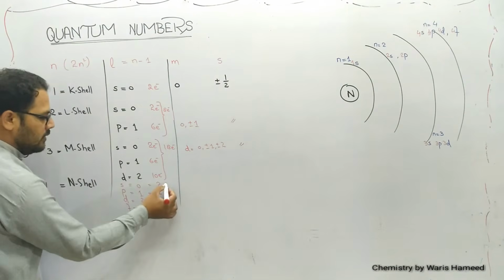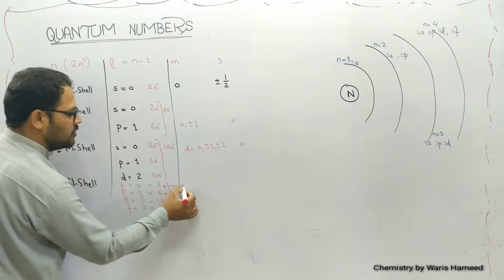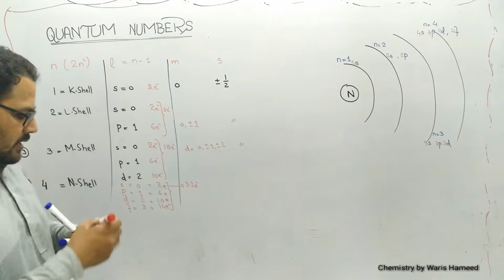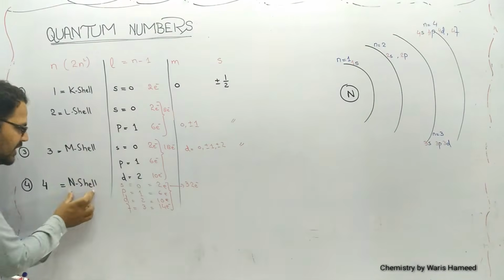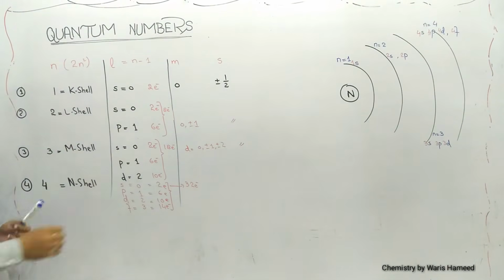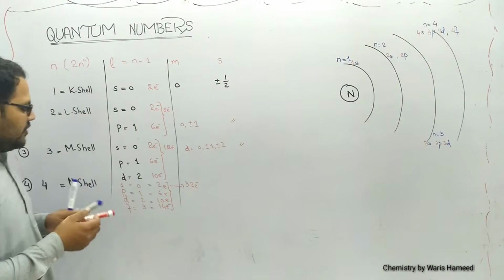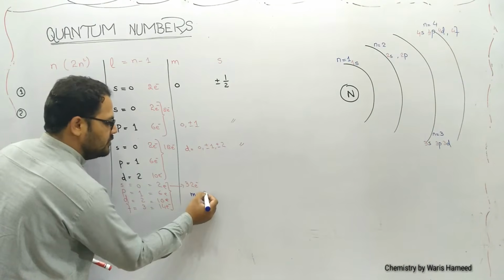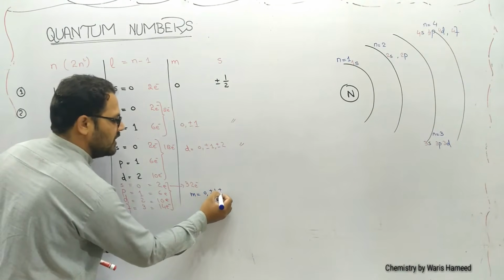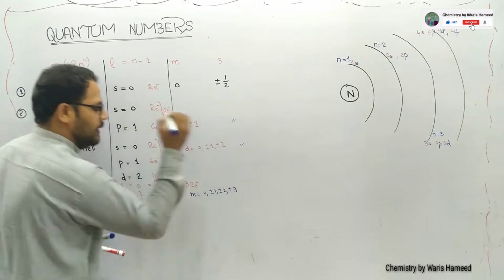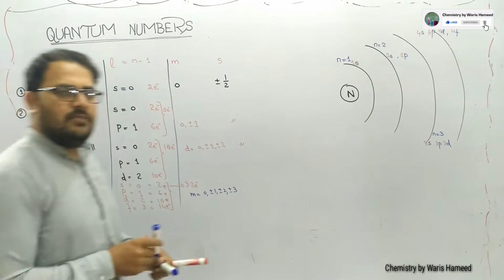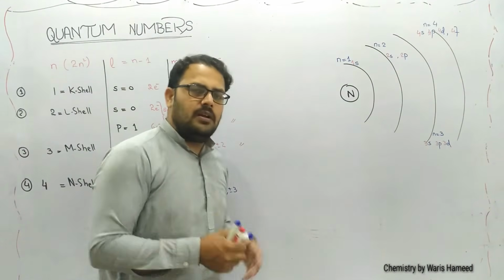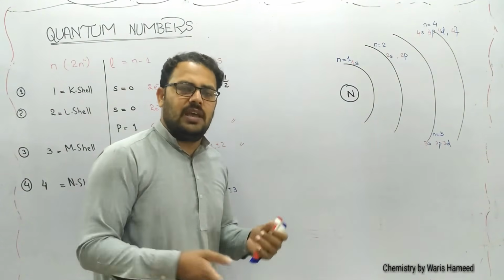So the N shell can have a maximum of 32 electrons. f can have 14 electrons, and the magnetic value for f, M is equal to 0, plus minus 1, plus minus 2, plus minus 3. f will have 7 values, and the spin quantum number may be different depending upon the number of electrons and their spin.